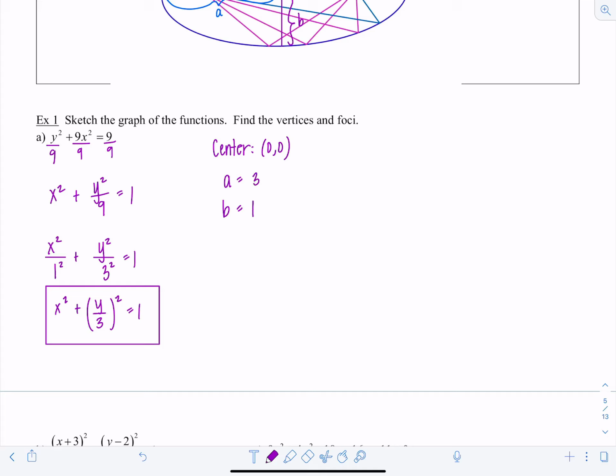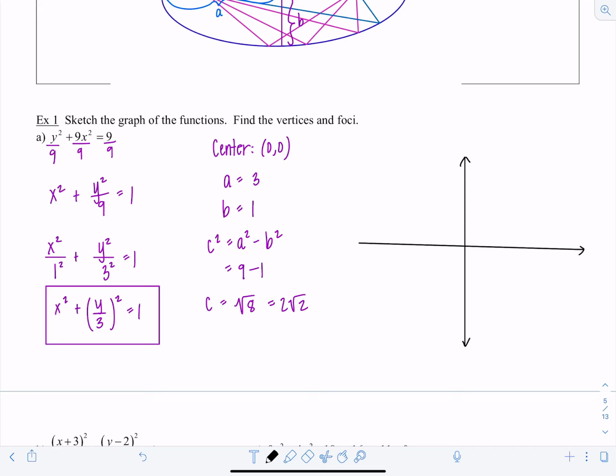And then now we need to find c. So remember, c squared equals a squared minus b squared. So that's going to be 9 minus 1. So c equals the square root of 8, which is 2 root 2. Okay, time to graph, and then I will find the vertices and the foci.